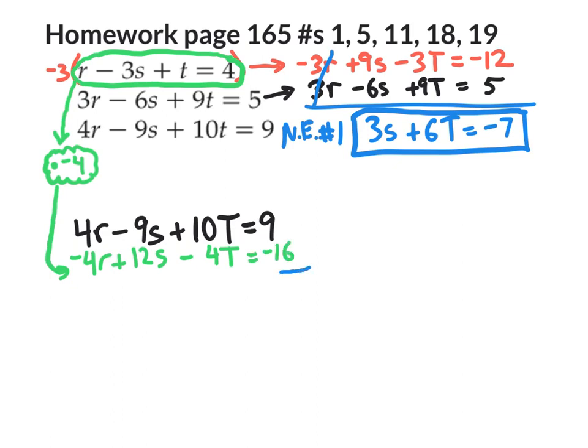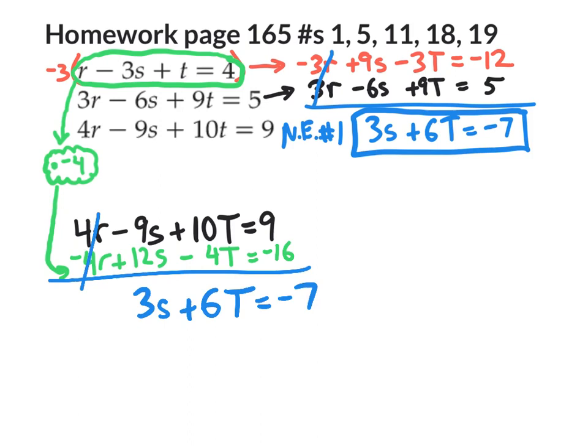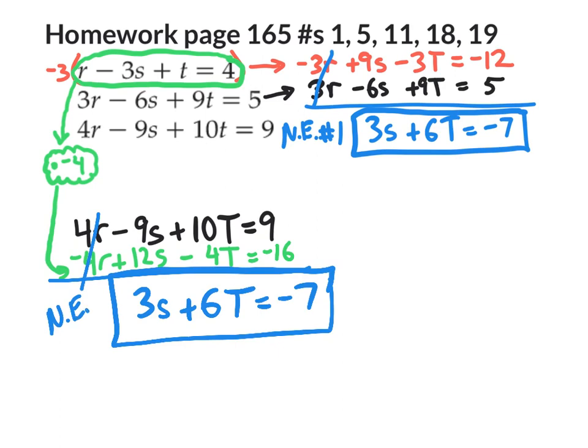Okay, so now we're able to combine the lines. The r's eliminate. 12 take away 9, that is 3. And of course, we're talking about s's. 10 take away 4 is positive 6, and we're talking about t's. And 9 take away 16 is -7. So ladies and gentlemen, we have just found new equation number 2. Wait a second.